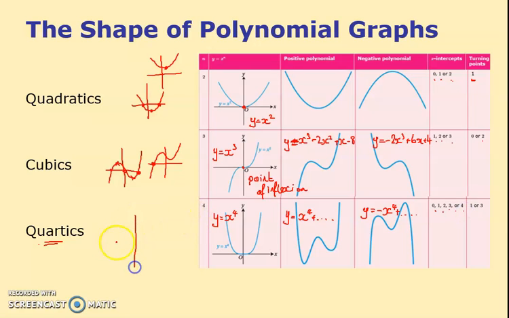Let's prove that. Here's my graph. It goes down, it goes up, it goes down, it goes up. You can clearly see it's crossing in 4 places. But it doesn't have to, you see. I mean, you can draw these however you like.